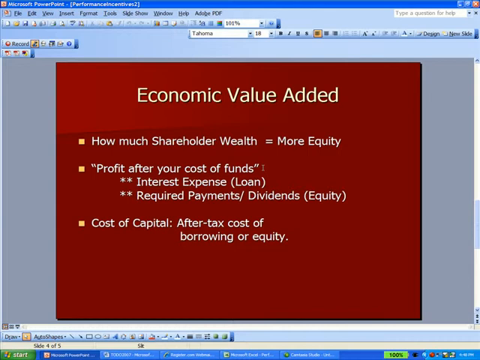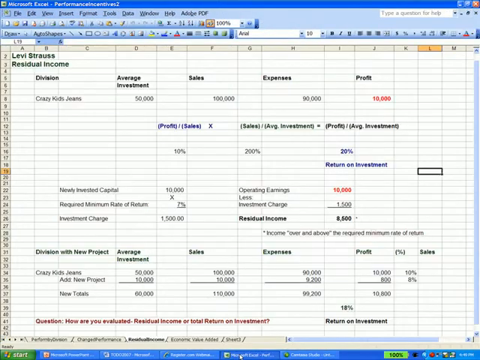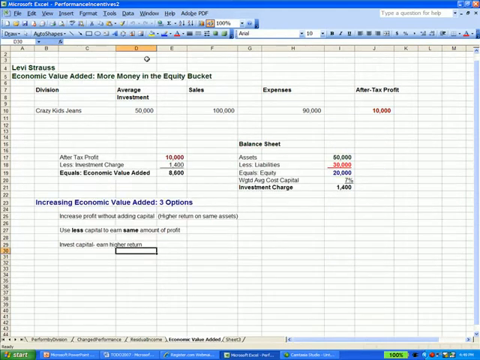I always started my securities classes by asking, there's two ways to raise money, what are they? Well, we can borrow money. We might have interest expense on a loan, that's debt. We can sell ownership, which is equity, and we might have required payments like a dividend on the equity. So cost of capital can be thought of as the after-tax cost of borrowing, if it's debt, or equity, going out and getting the equity. So I've got an economic value added example here, and what I've written next to it is more money in the equity bucket. Do we have more money in the equity bucket afterwards than we did before?